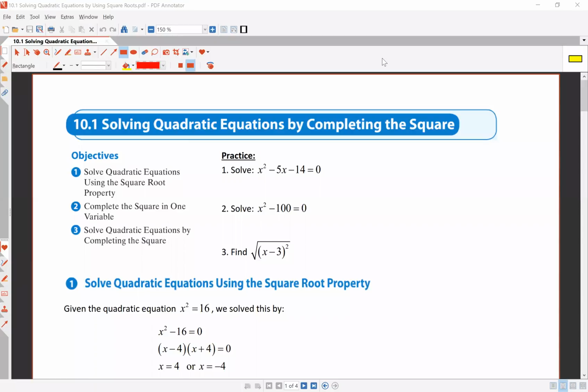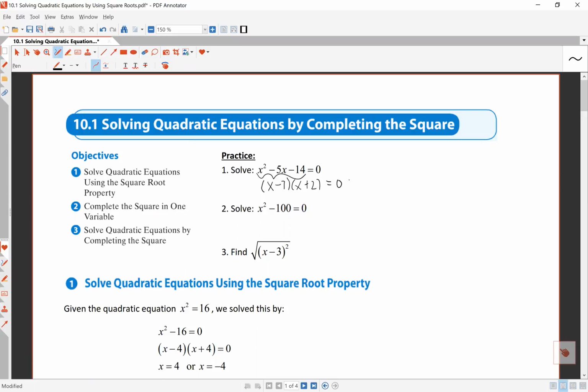This video covers section 10.1, solving quadratic equations by completing the square. Objective 1, solve quadratic equations using the square root property. We've solved quadratic equations before, but we were limited to only ones that factored.